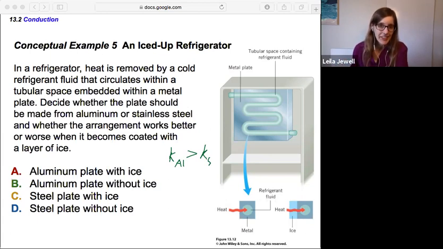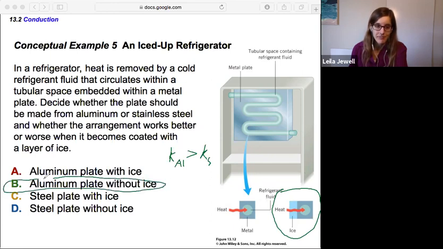Similarly, when we add the ice, when it becomes iced up, that just adds another layer of insulation for the heat to pass through, as shown down here. So that's going to be less efficient as well. In this case, we want heat to flow because we want to cool the refrigerator down. So this is going to be a case where we want the aluminum plate without the ice.